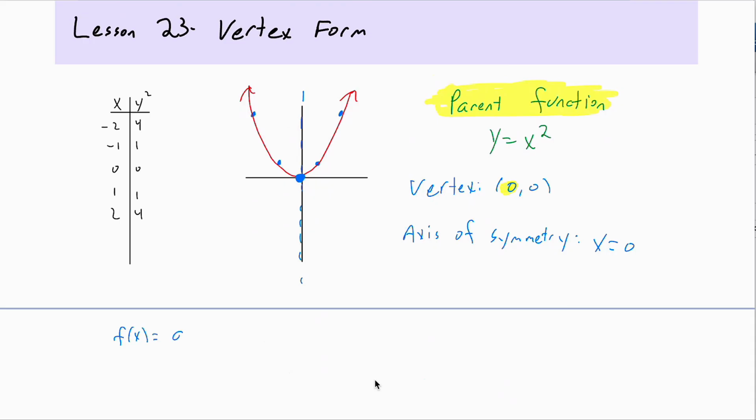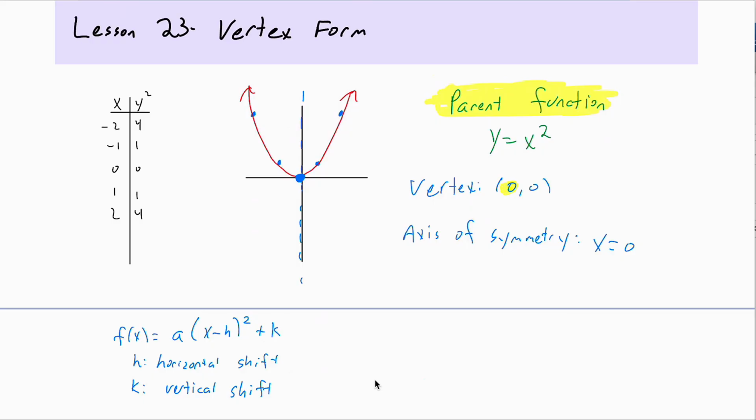We can have an a in front. We can have h subtracted from the x inside the function being squared. And we can add a k. And just like anything else we've seen for all the other functions, the h is the horizontal shift, and the k is the vertical shift. Nothing here is new so far. This is all repeating what we learned in previous units.